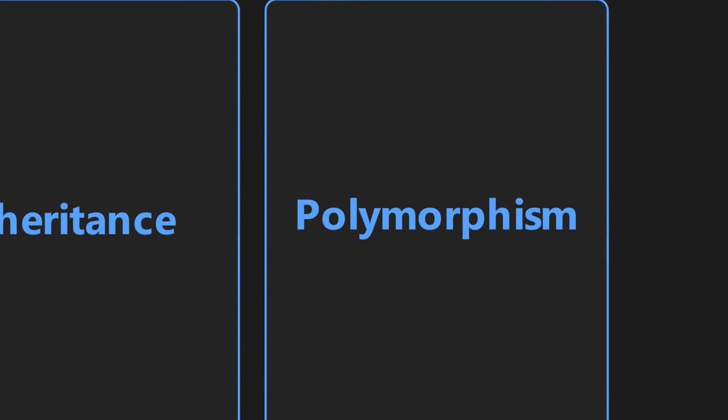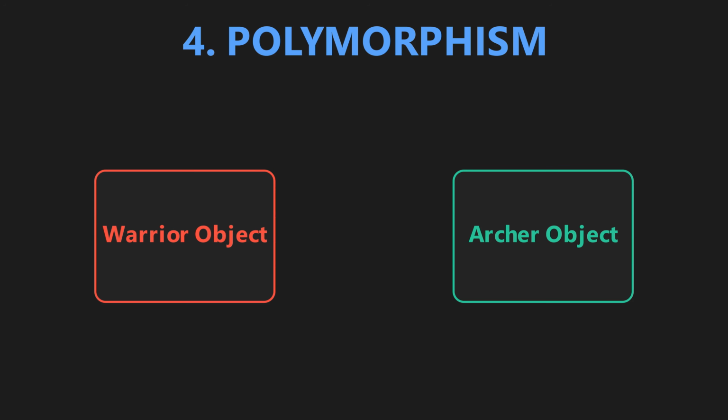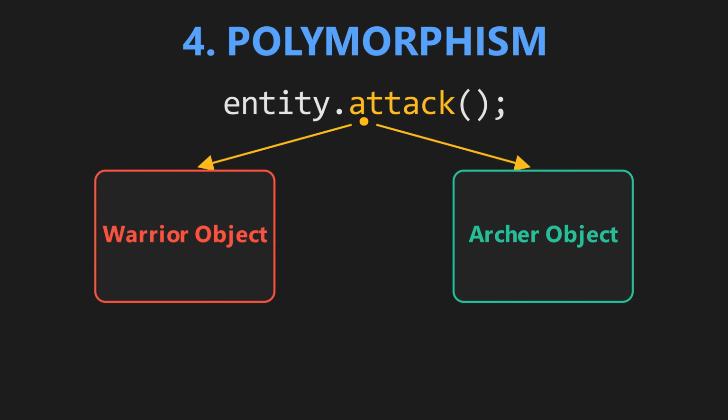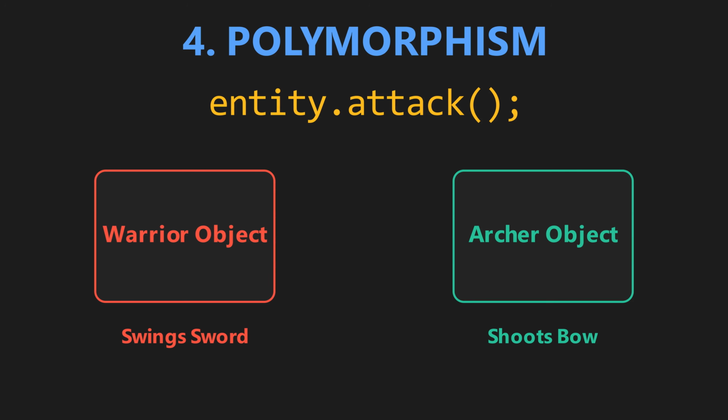And finally, polymorphism. This means many forms. Let's say you have an archer and a warrior. They both have an attack function, but when you call attack on the warrior, he swings a sword. When you call it on the archer, she shoots a bow. Same exact command, completely different behavior depending on the object.